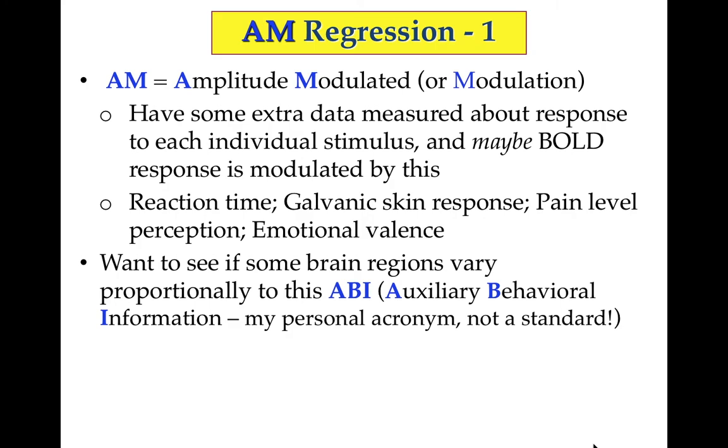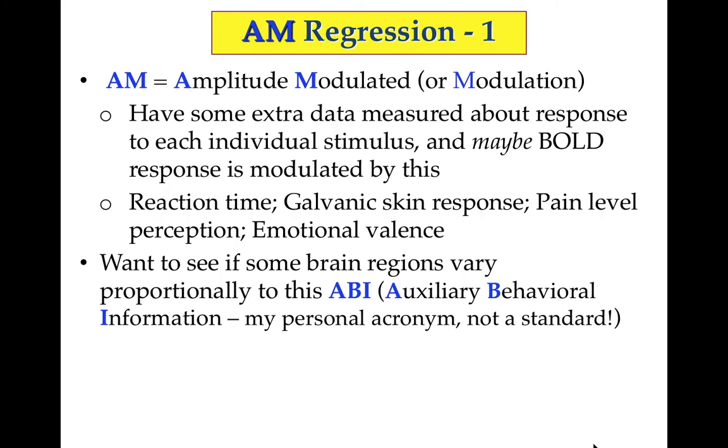Immediately after the IM regression, I developed the AM regression, which is generally more useful, which is why I have more slides for this. AM is what I call it, amplitude modulated regression. Other software packages, I believe, call it parametric modulated, but it's just a name. The idea is that you have some extra data measured about the response to each individual stimulus. So you have 20 faces and you have some extra information, and you think maybe your whole experiment is designed that the bold response is modulated by this extra information.